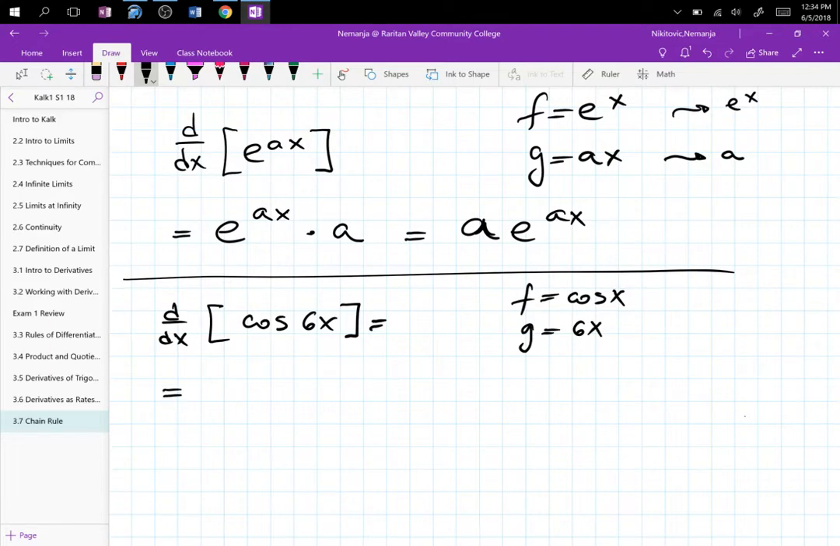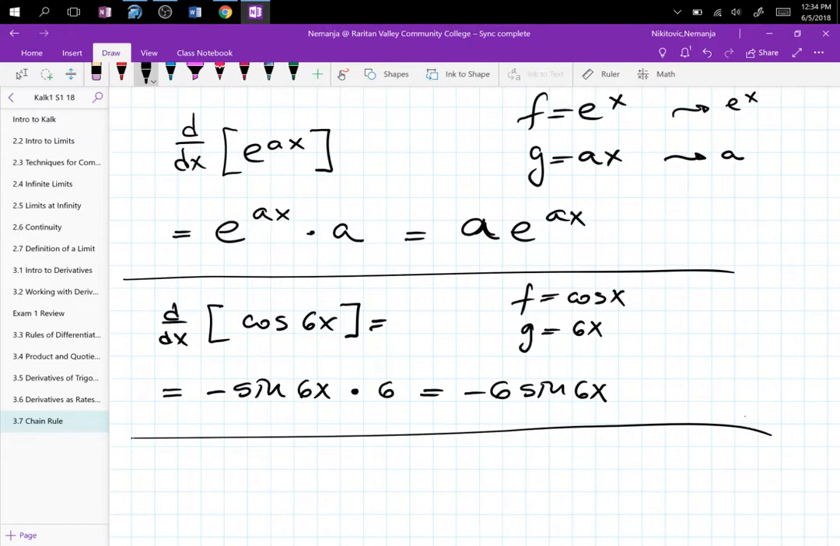So what's the derivative of cosine? Negative sine, and you have to keep g plugged in. So negative sine 6x times 6. So the answer is negative 6 sine 6x. That will be the answer.